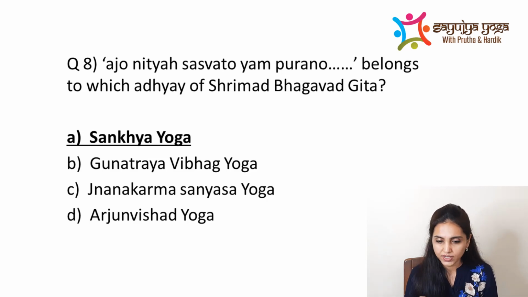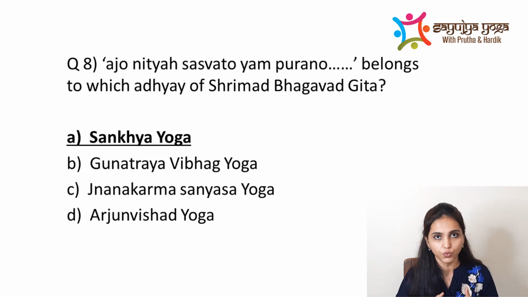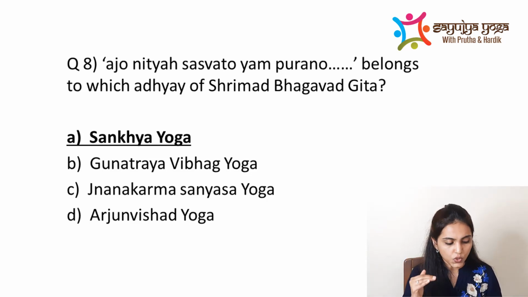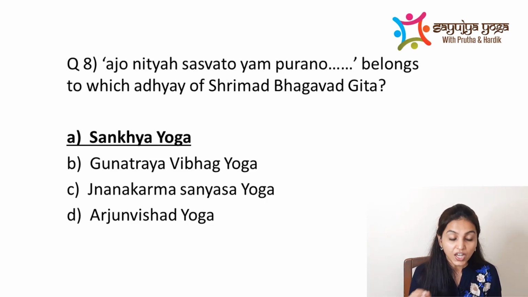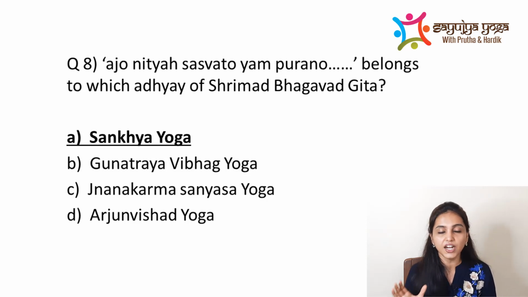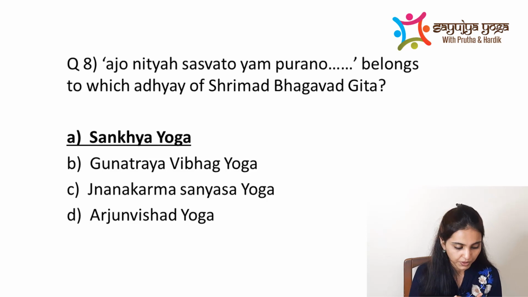What is the whole verse? See, Ajo nityah shashvatoyam purano is only the half part of the verse. So what is the previous part? It is Na jayate mriyate va kadachi nayam bhutva bhavita na bhuyaha, Ajo nityah shashvatoyam purano na hanyate hanyamane sharire. Okay, which says there cannot be death for Atma, there cannot be birth for Atma.